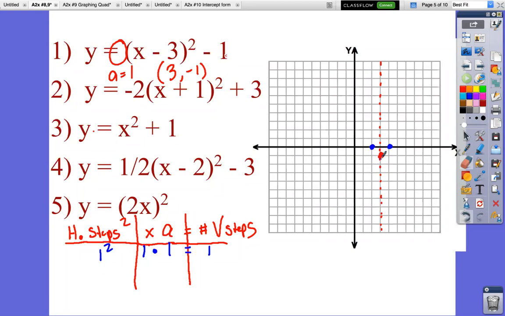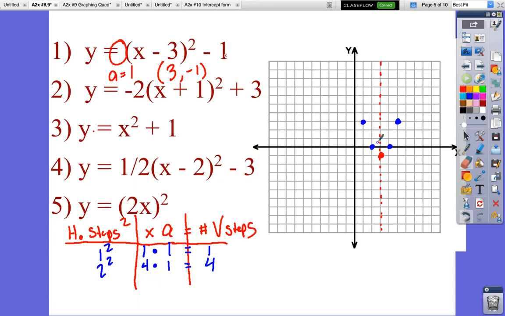Well, what if I take 2 horizontal steps? 2 horizontal steps would be, what's 2 squared? 4. Times my A value, which again is 1, which means I take 4 vertical steps. So if you watch this, 2 horizontal steps from the vertex, I take 4 vertical steps: 1, 2, 3, 4. Here's where that axis of symmetry comes in play. I took 2 horizontal steps, right? 1, 2, 1, 2, there we go.